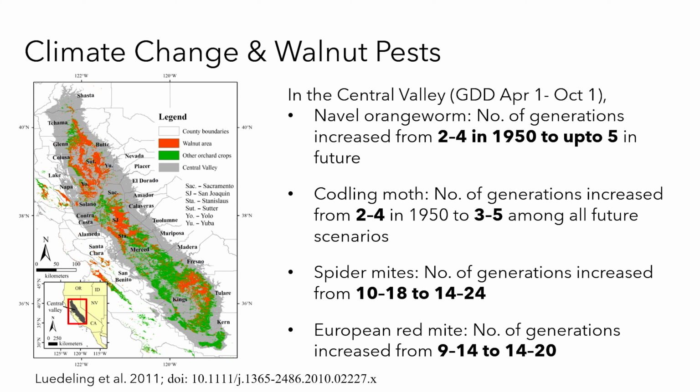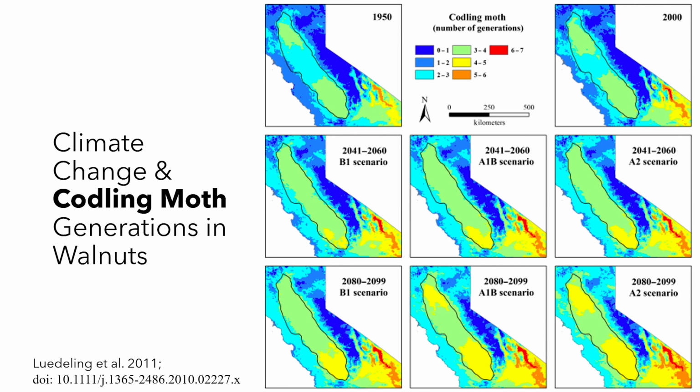Also, there has been work done on walnut pests, focusing on a lot of walnut pests, looking at the growing degree days here. You can see the number of generations for codling moth, which is a prominent pest in walnuts, spider mites, and European red mites. So all of them are affected by temperature in their generations, and generally their number of generations goes up because of that. Just one example, this is for codling moth.